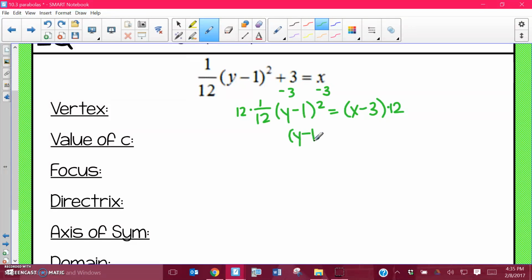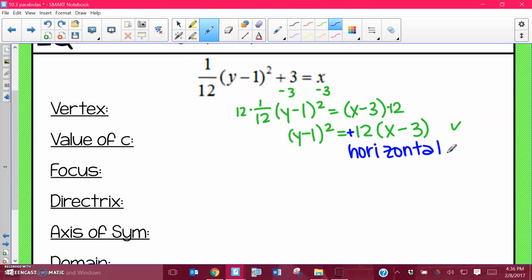I'm not going to do any distribution. I'm just going to leave it as 12 times x minus 3, because now this is in standard form and I can pick those important pieces out of it. So the first thing I notice about it, since it has y squared, that means it's not a function. This is going to be a horizontal graph. And because my c is positive, that means it's going to open to the right.